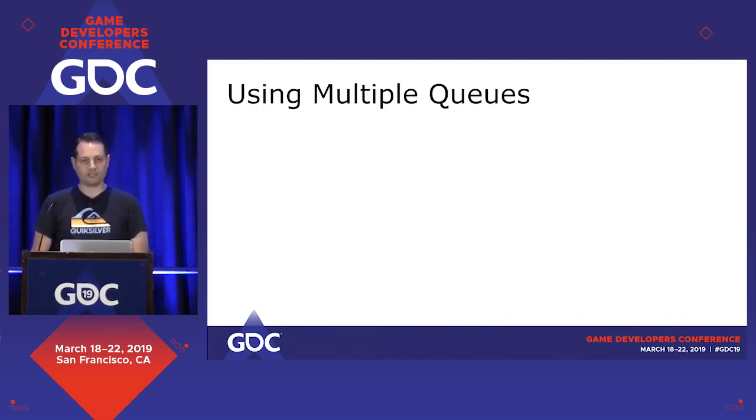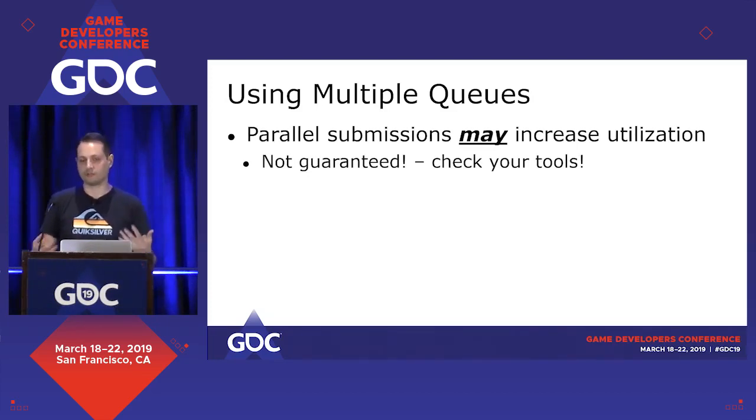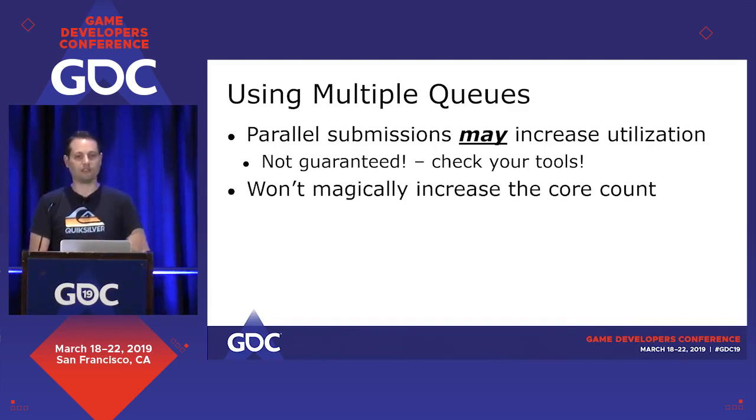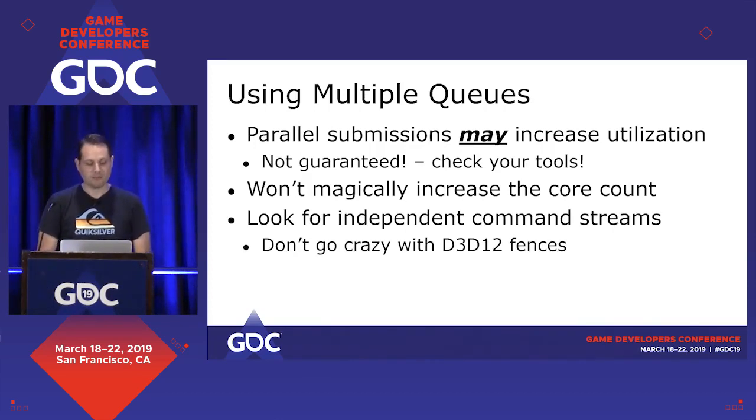And if you are going to be adventurous and try to use multiple queues, remember that with multiple queue submission, they may execute in parallel, and it may improve your utilization, but it depends on a lot of factors. So you should always check your tools to see what's going on and make sure you're actually getting a benefit from it. And of course, it's not going to magically increase your core count. So if you're already bottlenecked by the GPU's natural resources of its shader cores or its memory bandwidth, that's not going to increase by submitting to multiple queues. That may even make things worse depending on what kind of work is happening on your different queues.